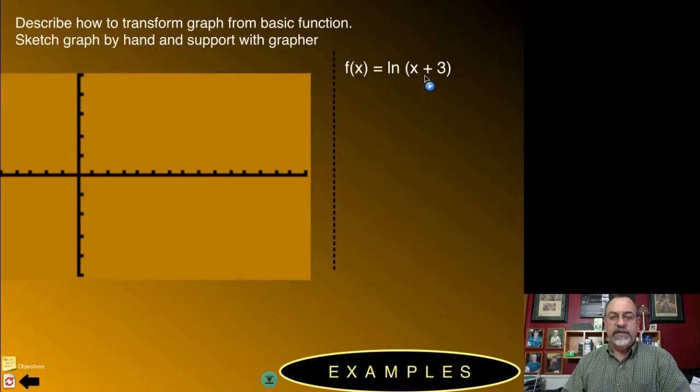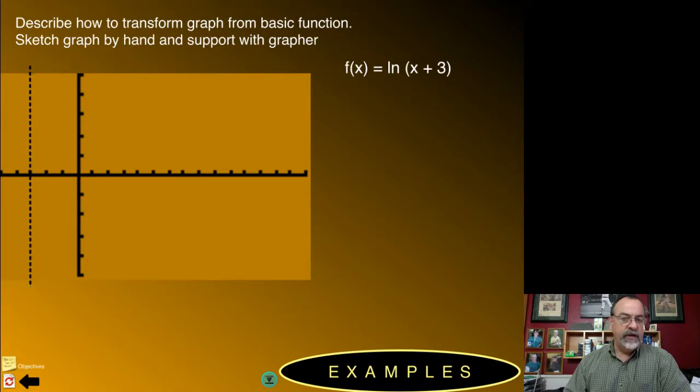For our first example, let's sketch the graph of the natural log of x plus 3. So we want to remember the 2 characteristics. We have an asymptote at x equals 0, and the point 1, 0 is on the graph. Now, this x plus 3 in parentheses represents a shift to the left 3, so my asymptote that is normally at x equals 0 has been shifted to the left 3. So my asymptote here is at x equals negative 3.